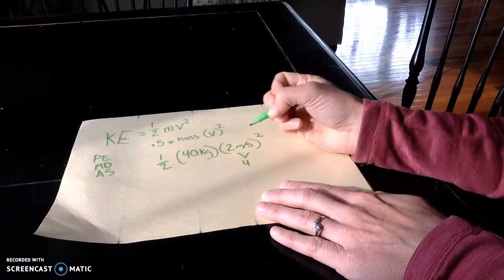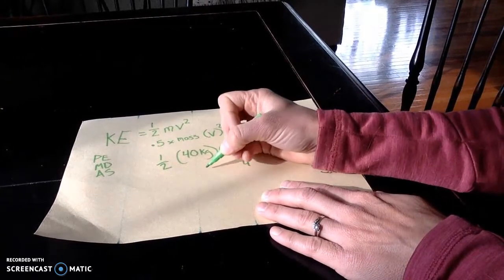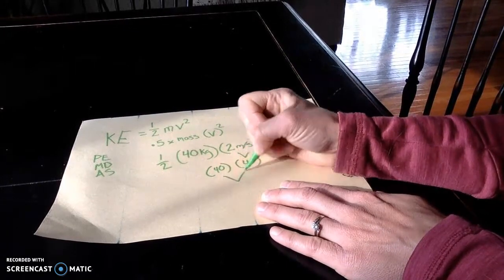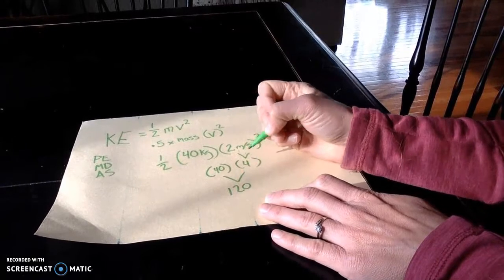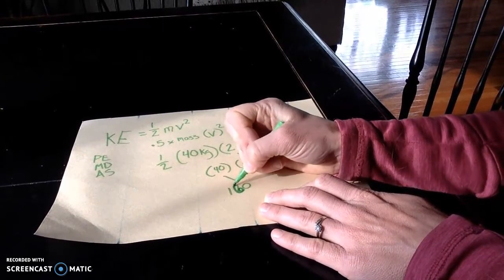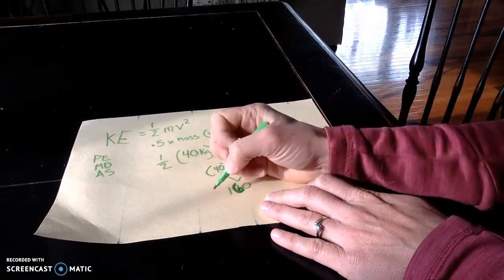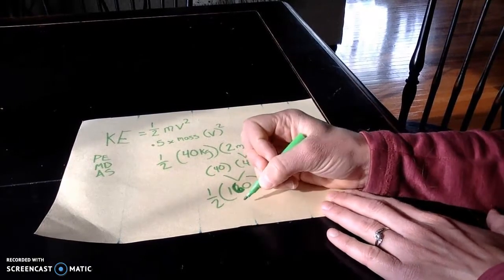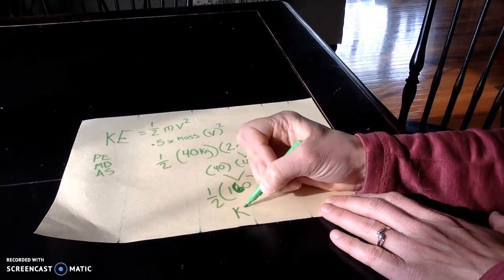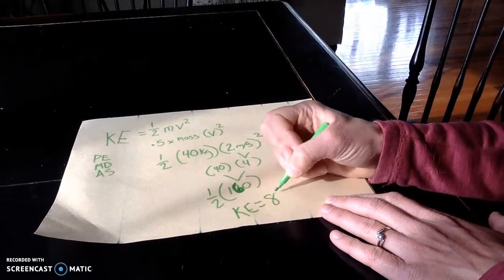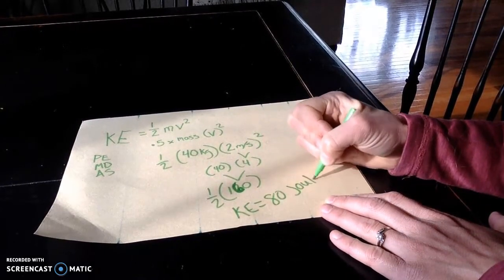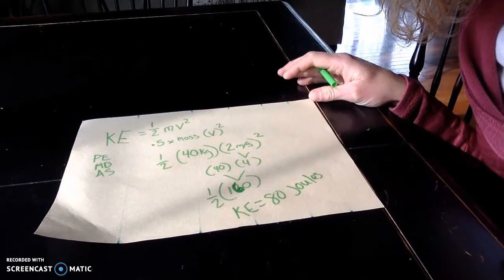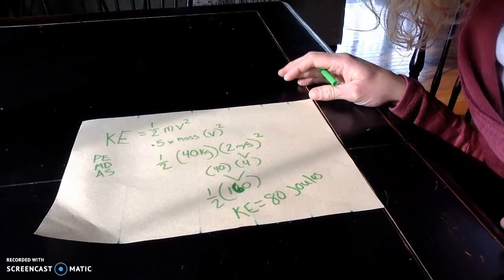That equals 4. And then if I do 40 kilograms times 4, I get 120. I'm just kidding, 160. Everybody screws up sometimes, 160. And then if I take 1/2 times 160, I know right away that my KE equals 80 joules, because joules is the unit that we get whenever we find our energy in kinetic or potential energy.